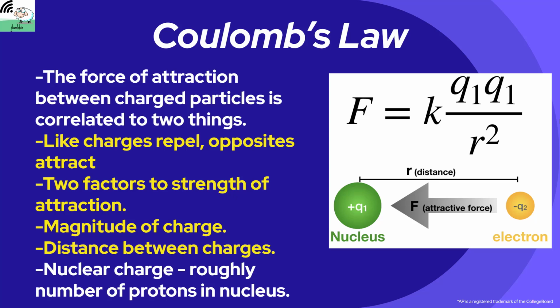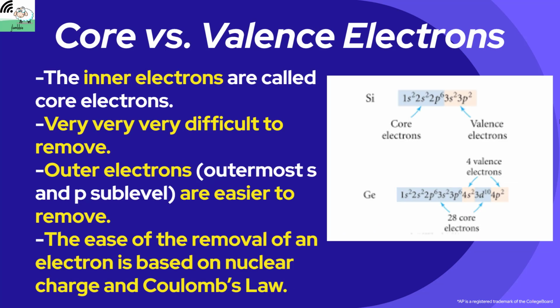There's a little bit more of a complicated explanation for it, but as long as you understand that nuclear charge refers to the magnitude of the charge of the nucleus, you should have no problem in understanding Coulomb's law and how it plays a role in some of these very important chemical properties. So let's have a quick discussion about the different types of electrons that are in an atom in and of itself. And there are two types.